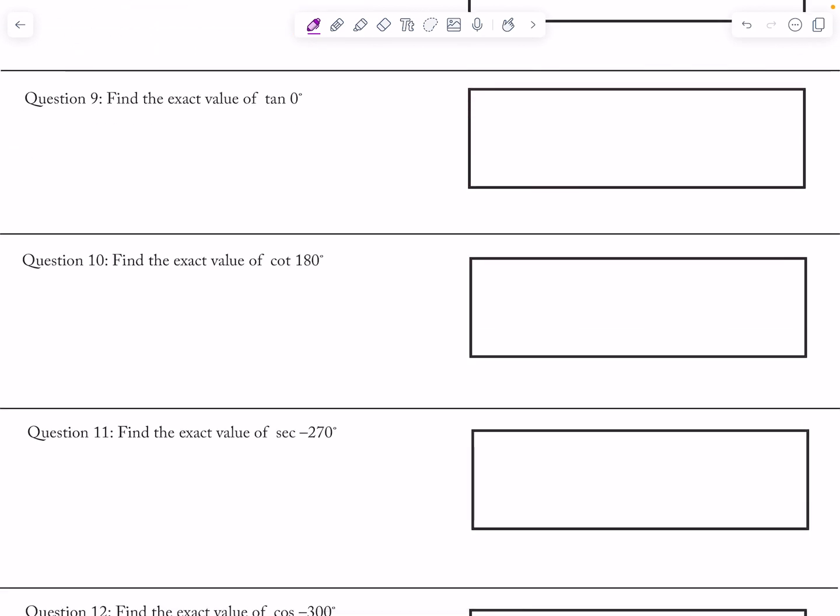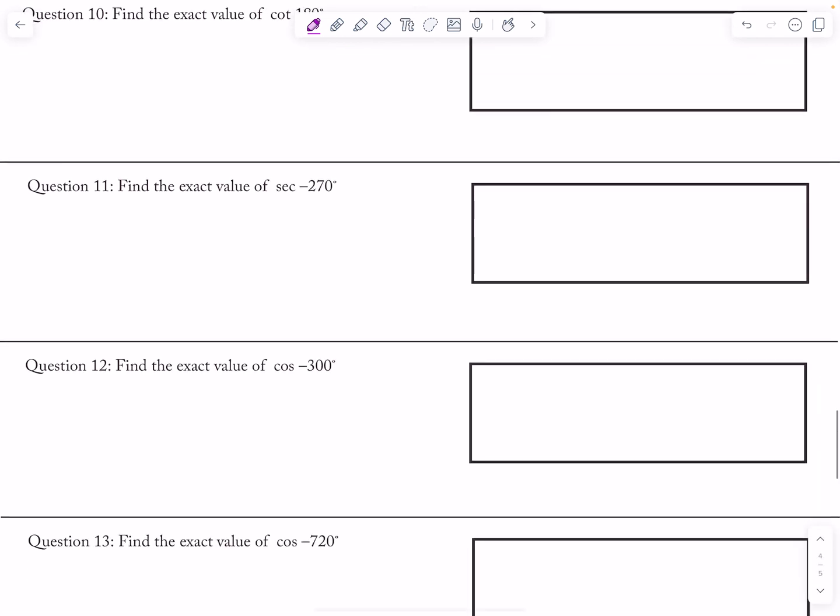So I want to find tangent of 0. Remember, I'm on my circle. So this is cosine of theta. So cosine is 0, comma, sine is 0. And this is 1, comma, 0. So tangent is sine over cosine. So that's 0 over 1. So that is going to be 0.